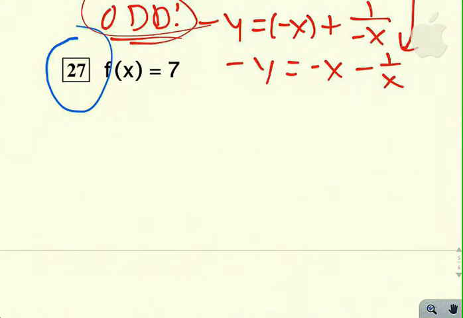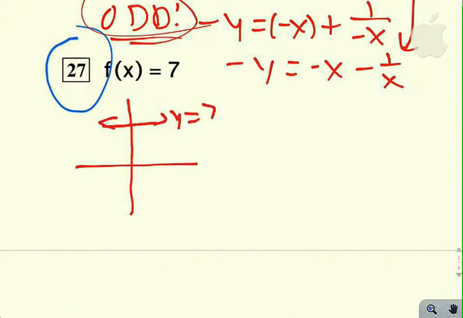Number 27. Well, this is easy. f of x equals 7 is a horizontal line. It's certainly symmetric to the y-axis. Therefore, it's even.